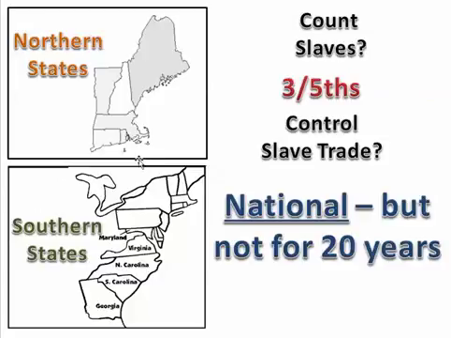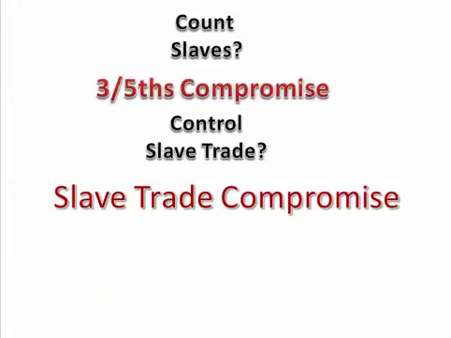So in making the compromise, the northern states and southern states came up with this: we will count 3 out of every 5 slaves, or 3/5. And on the slave trade part, the national government would control it, but not for 20 years. So that was a compromise. Each side gave up something in the compromise. Somebody lost something, somebody gained something. So the end result was the counting of slaves at the 3/5 compromise, which is extremely important, 3 out of 5 would be counted. Under the slave trade compromise, the national government would control the slave trade, but not for 20 years.